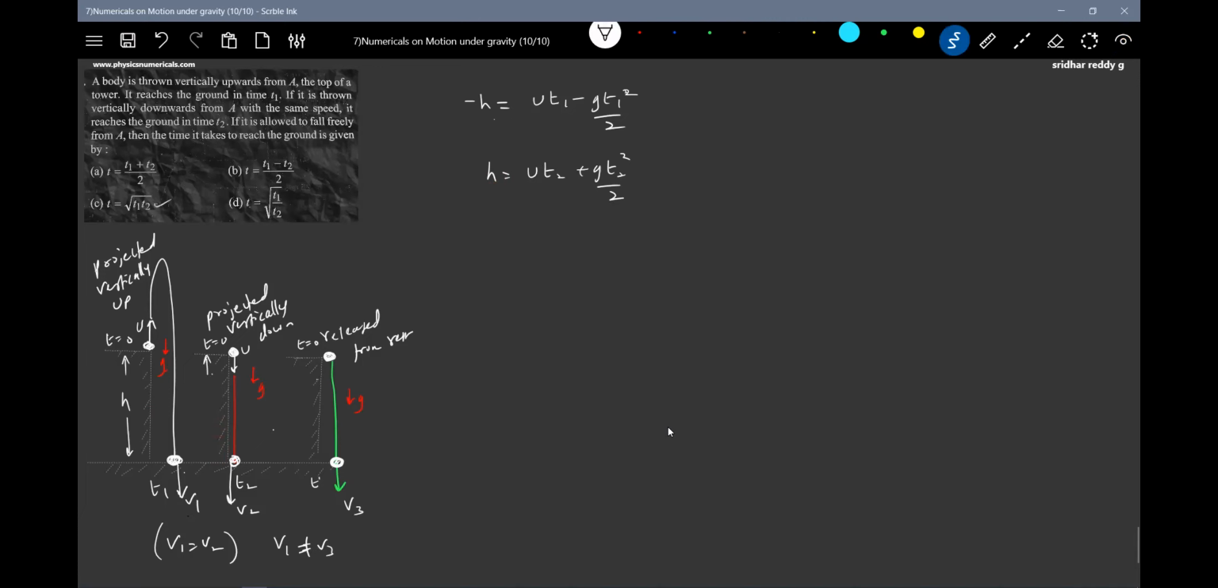I'll indicate this in the direction of initial velocity. So therefore, this is positive. Why is g negative? Please notice this. Okay, the last case, h equals g t square by 2.